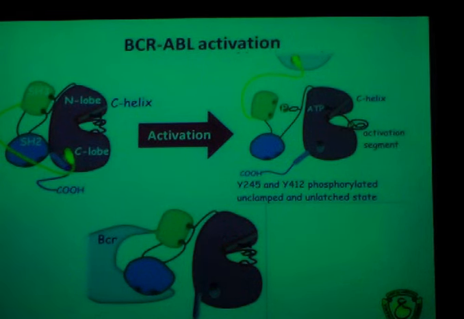Let's talk about how it translates into protein. This is a wild type BCR-ABL protein. The protein has several domains, different parts. They fold and make different shapes, three-dimensional.